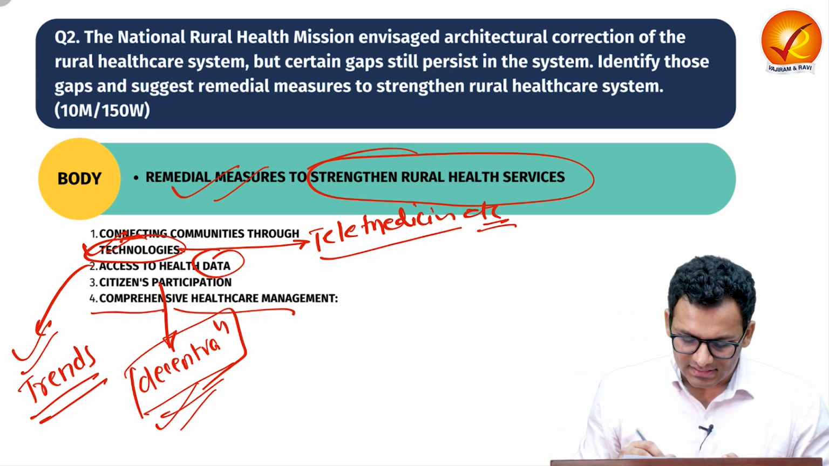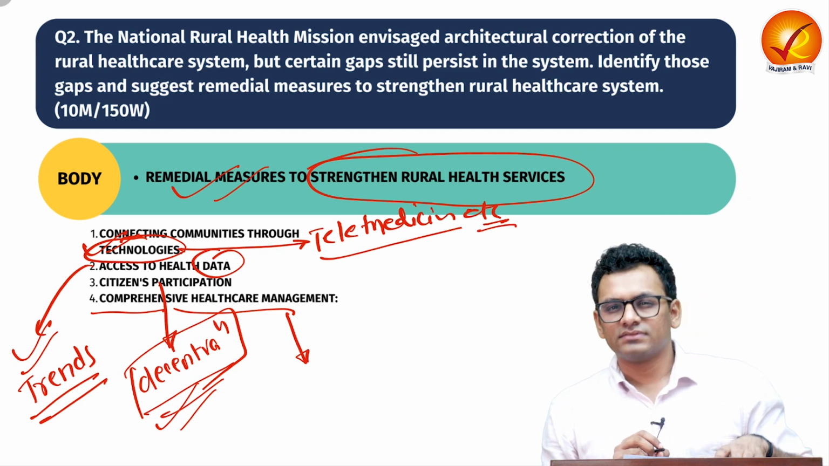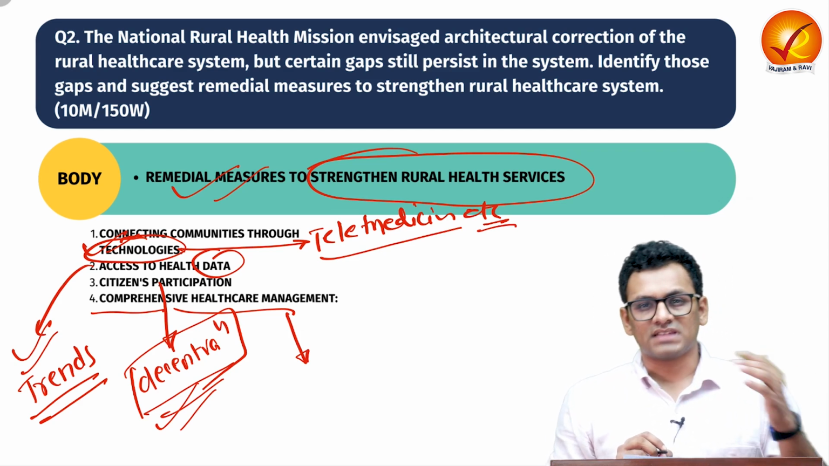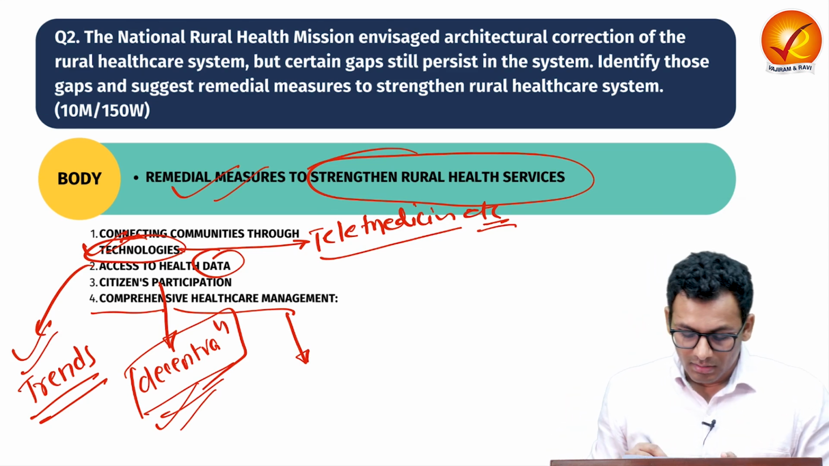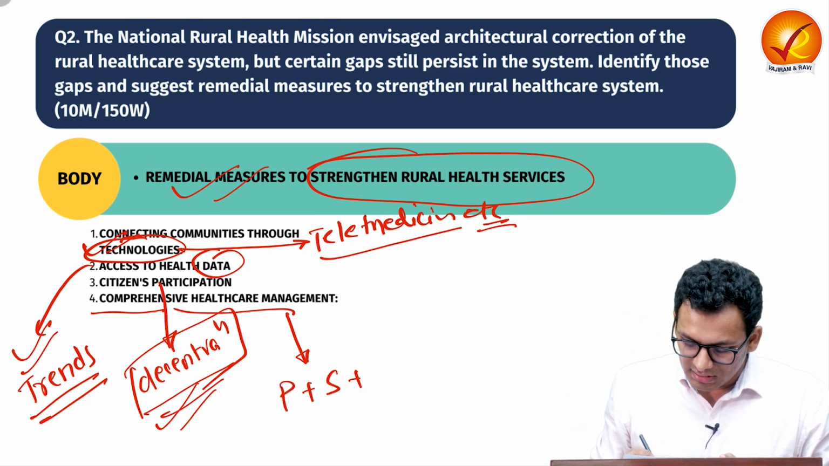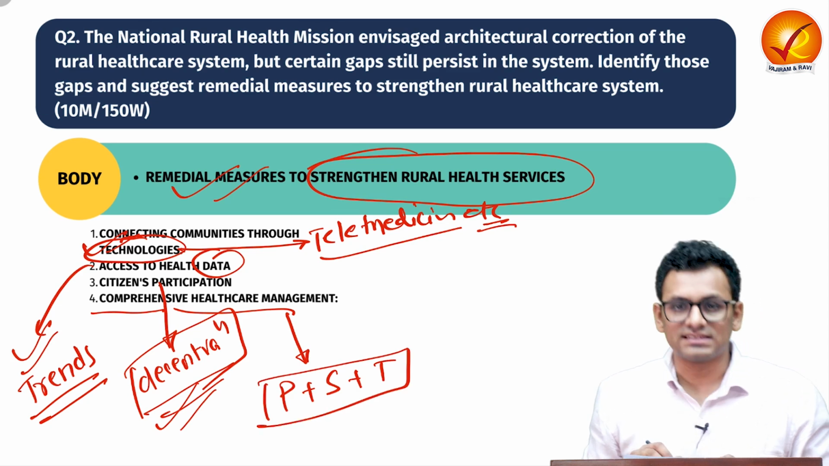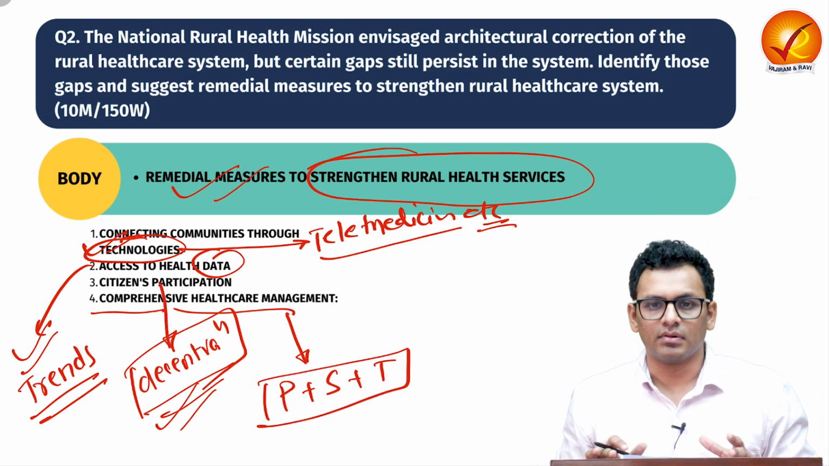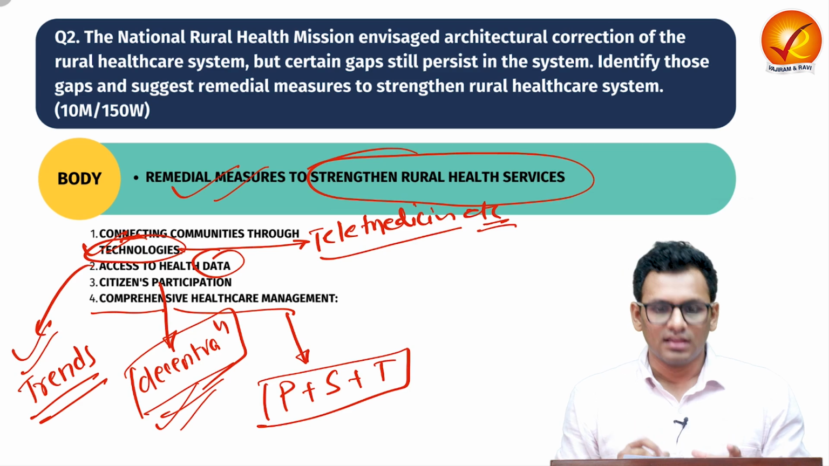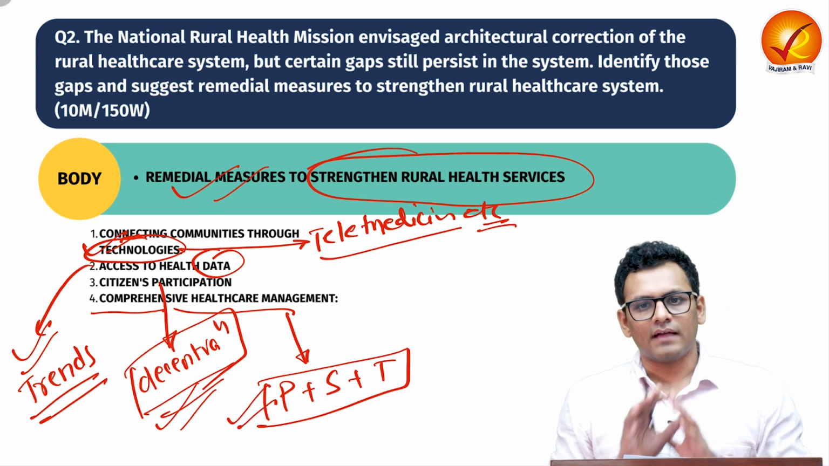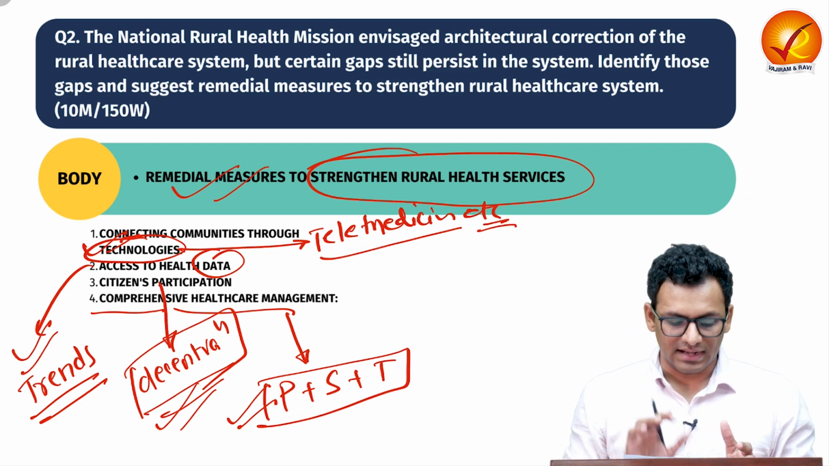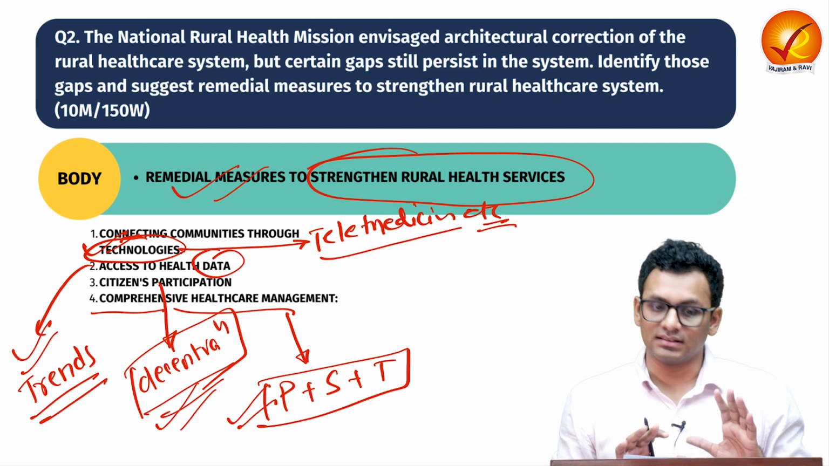Last is comprehensive healthcare management. As we saw that there is a gap of 76% of doctors with respect to their specialization. Primary, secondary and tertiary must not be seen as separate units but must be integrated, and such kind of facility must be accessible to every rural population. So those are the measures we can write in the answer.